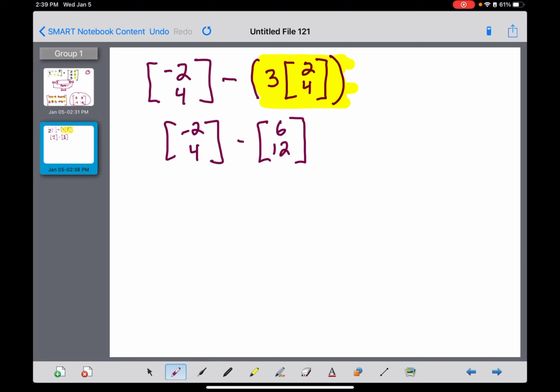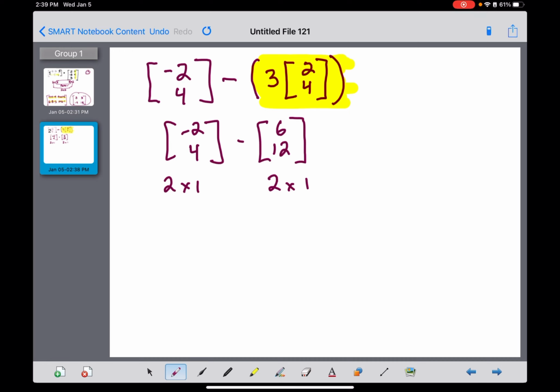3 times 2 is 6, 3 times 4 is 12. Now we look to see if we can subtract them. Remember, when you subtract them, they have to be the same exact dimensions. That doesn't change. Yes, most of the time you just look at it. You don't need to write it's 2 by 1, it's 2 by 1.